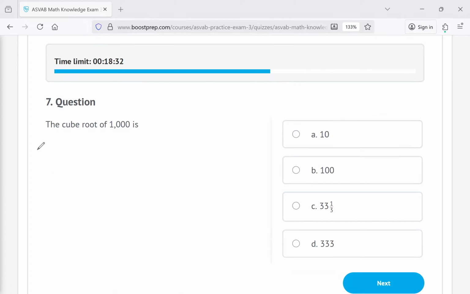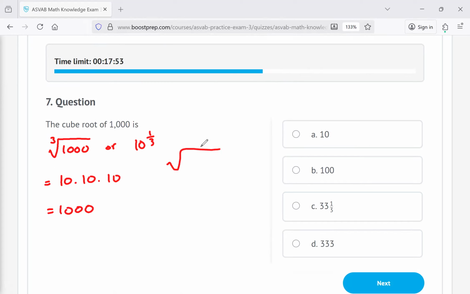Okay, so question 7, the cube root of 1,000. You can write the cube root two ways: as the cube root with a little 3 here, of 1,000, or as 1,000 to the 1/3. So what is the cube root of 1,000? You could make the factor tree if you want, but it is a perfect cube. Can you think of a number times itself 3 times that gives you exactly 1,000? Yes, 10. 10 times 10 times 10 is 1,000. You could also do the factor tree if you want. What two numbers multiply to 1,000?